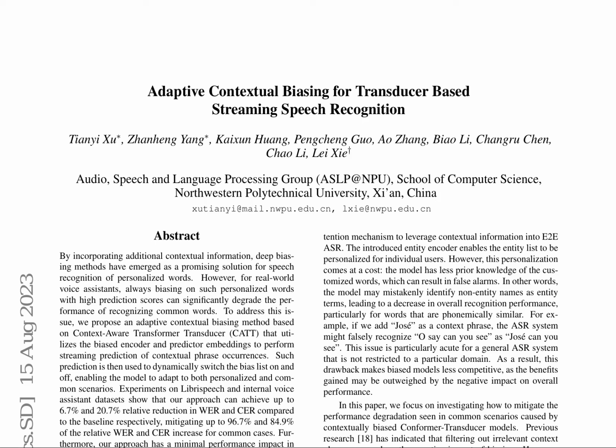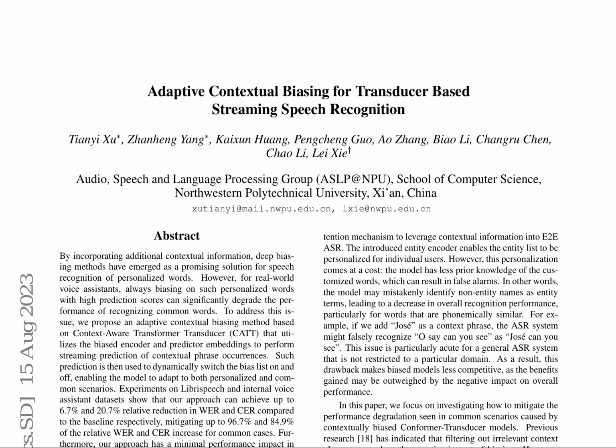To address this issue, researchers have proposed two types of methods that integrate context information into E2E systems. The first method involves compiling biasing phrases into a finite-state transducer and incorporating it into the decoding process, which requires calibration to find the optimal fusion weight.